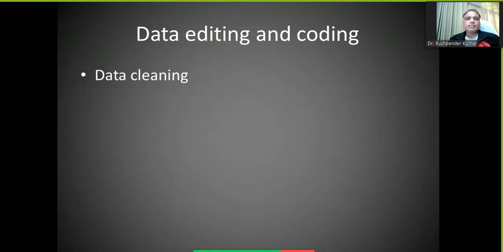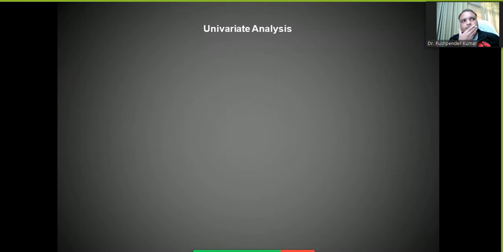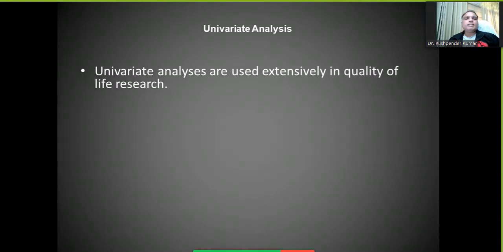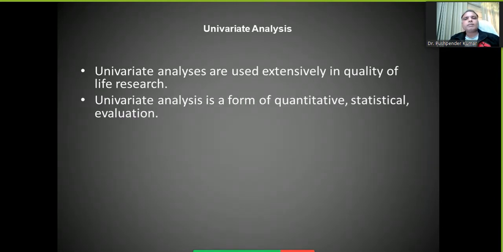So we have discussed data editing and coding. Now when you collect data, basically we collect data in different forms. First is univariate kind of data, or we call it univariate analysis. So what happens in univariate analysis? Generally, this is used extensively in quality of life research, right? What does it mean? We will discuss that.